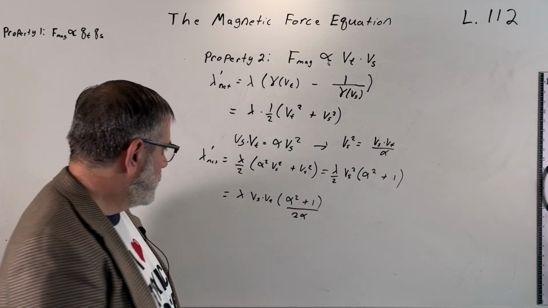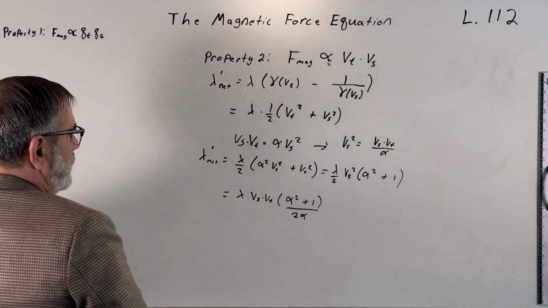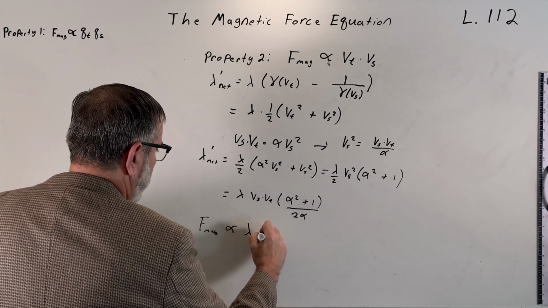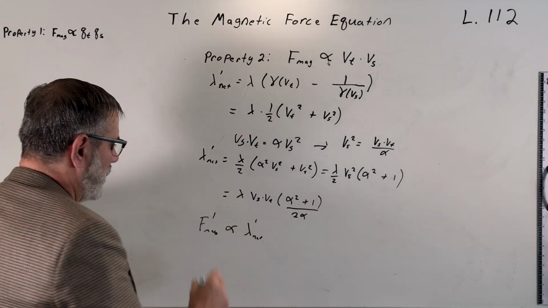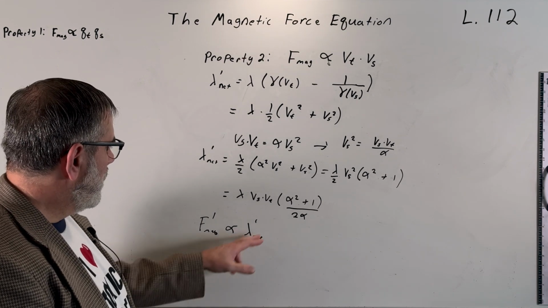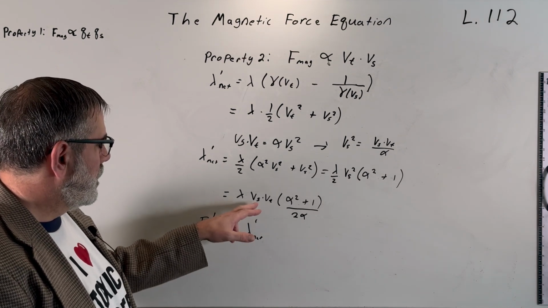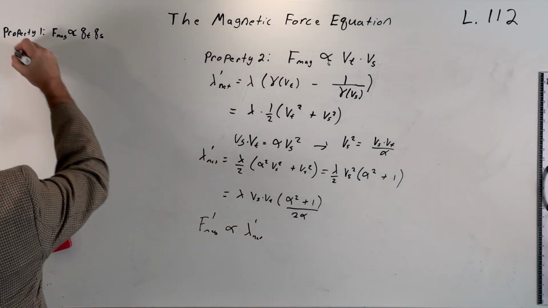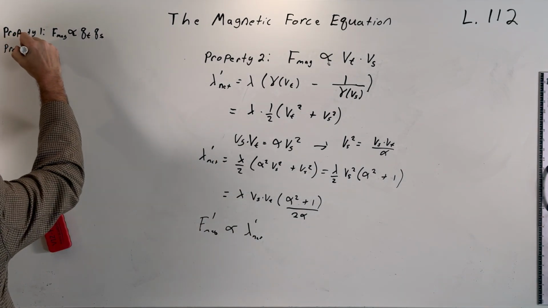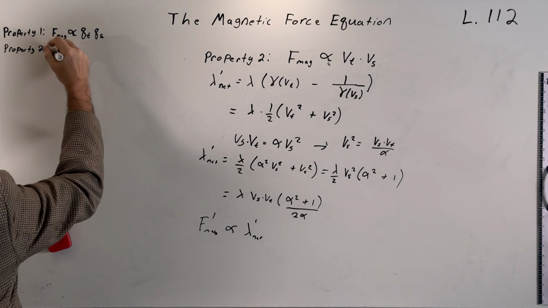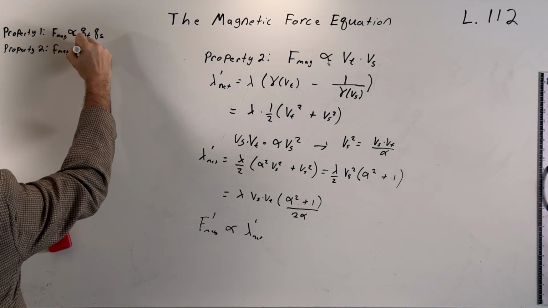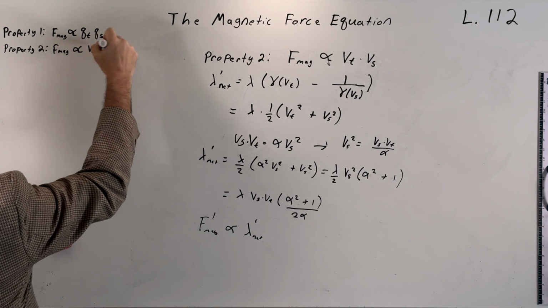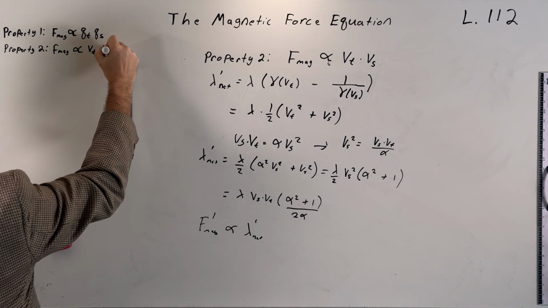But here I've pulled them out so you can see how it changes when they're not the same. And you see that, in fact, since the magnetic force was proportional to the net charge density in the moving frame, it has this proportionality to both v sub s and v sub t. So that's our second property. Let me write it here. Property 2: F mag is proportional to v sub t times v sub s. That's not a dot product, by the way, that's just v sub t times v sub s.